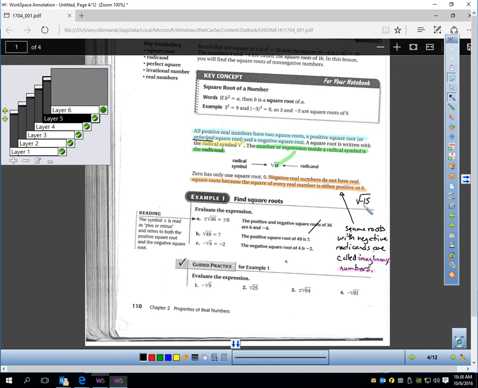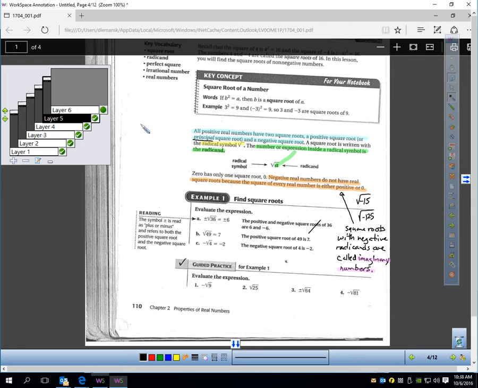You can't calculate that. If you try putting that in your calculator, it doesn't work. It won't give you an answer. It gives you an error message. That would be an imaginary number. Or the square root of negative 125. There's another imaginary number. I have a negative radicand. I can't have negatives underneath radicals.